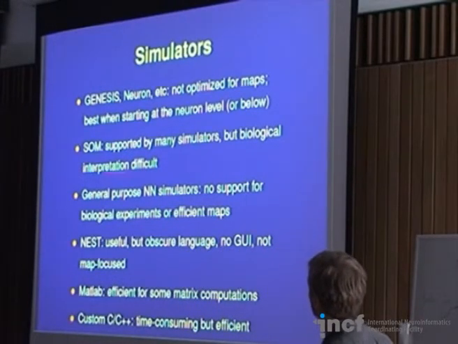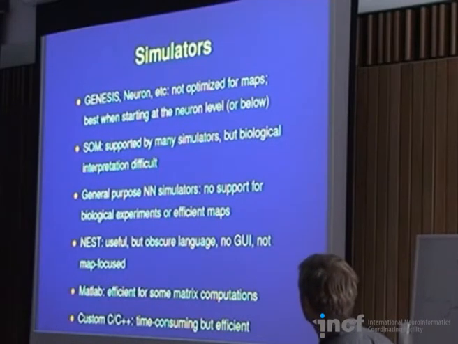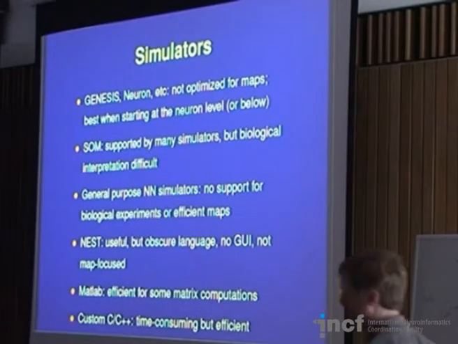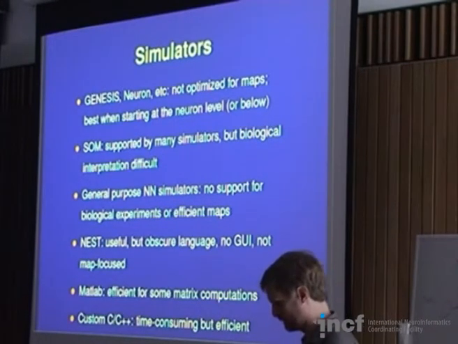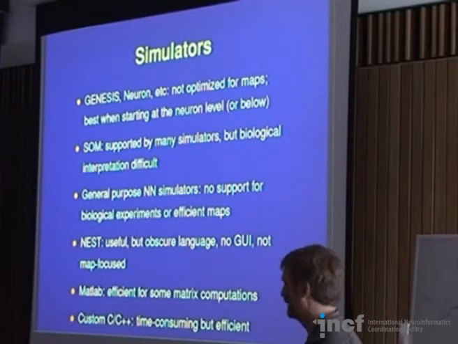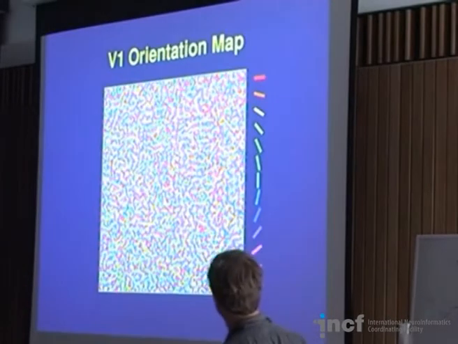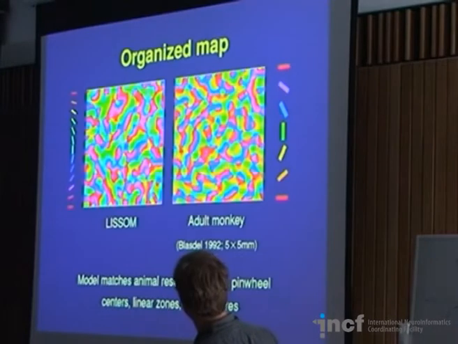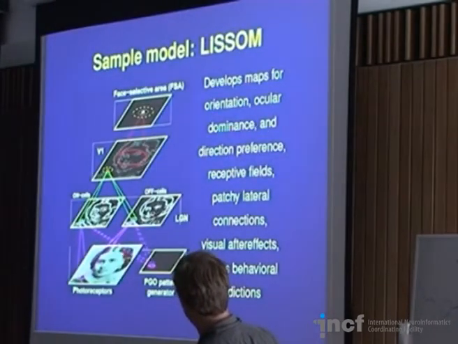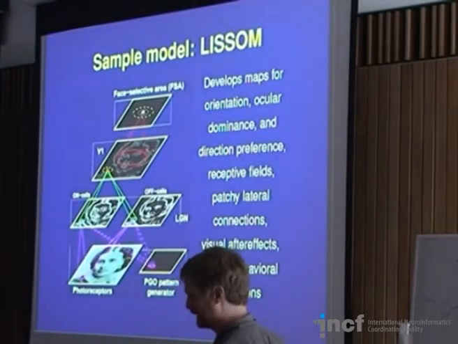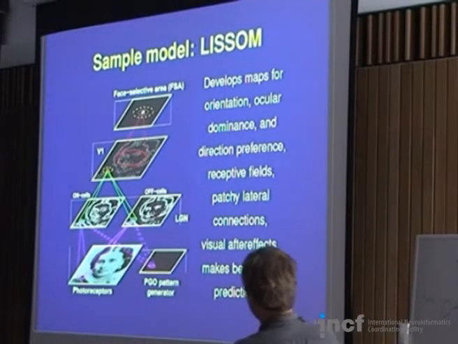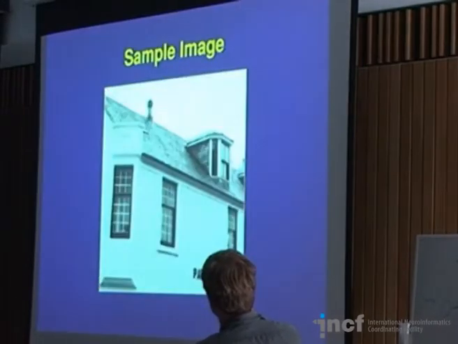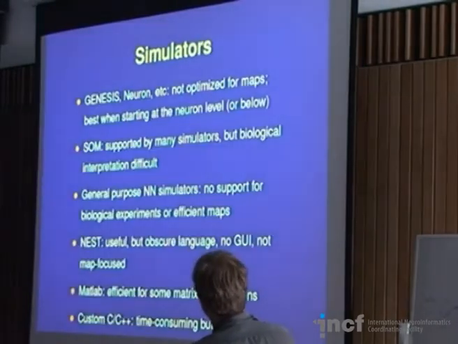You can get lots of simulators for the SOM model I talked about, but it's kind of irrelevant. You can get lots of simulators for neural networks in general. If you just want point neurons that connect to other neurons, there are lots of simulators like that. But a lot of the issues involved here are in setting up this mapping between areas and these patterns of connectivity. It's easy to get that wrong and spend a lot of time doing it. It's not really useful to use a simulator like that.